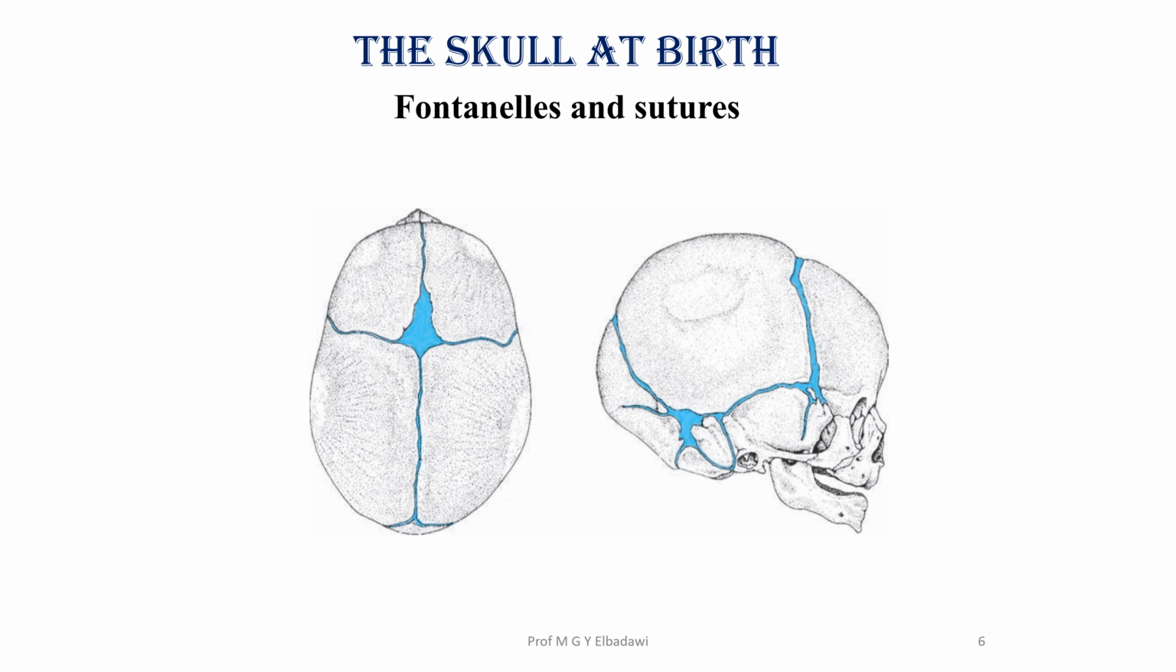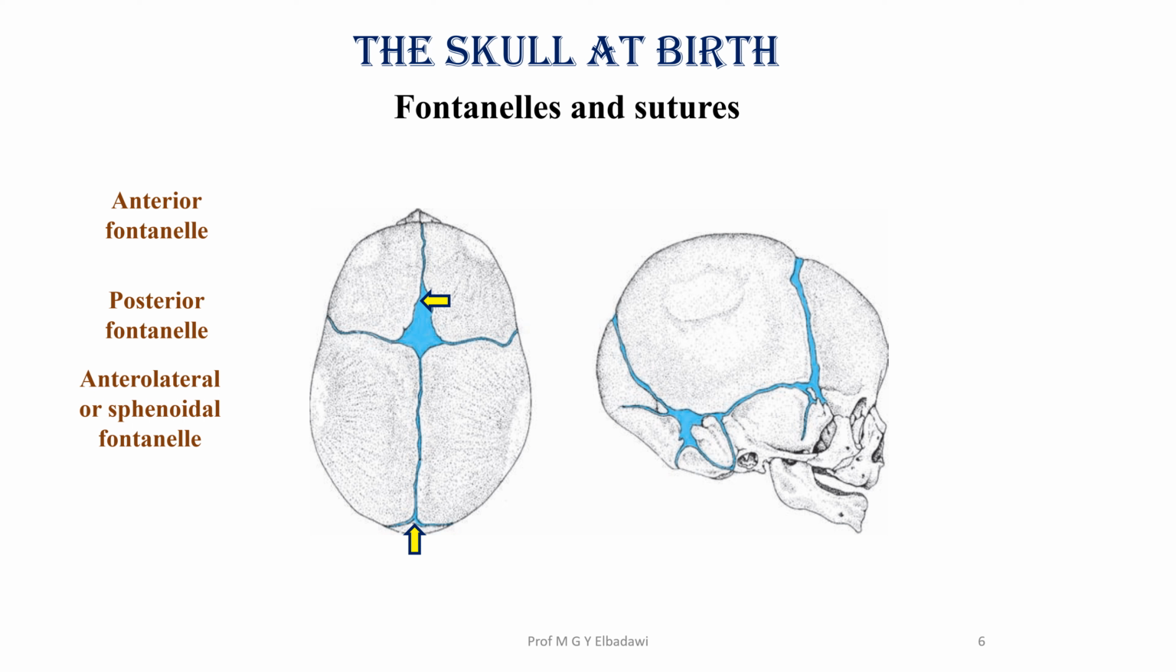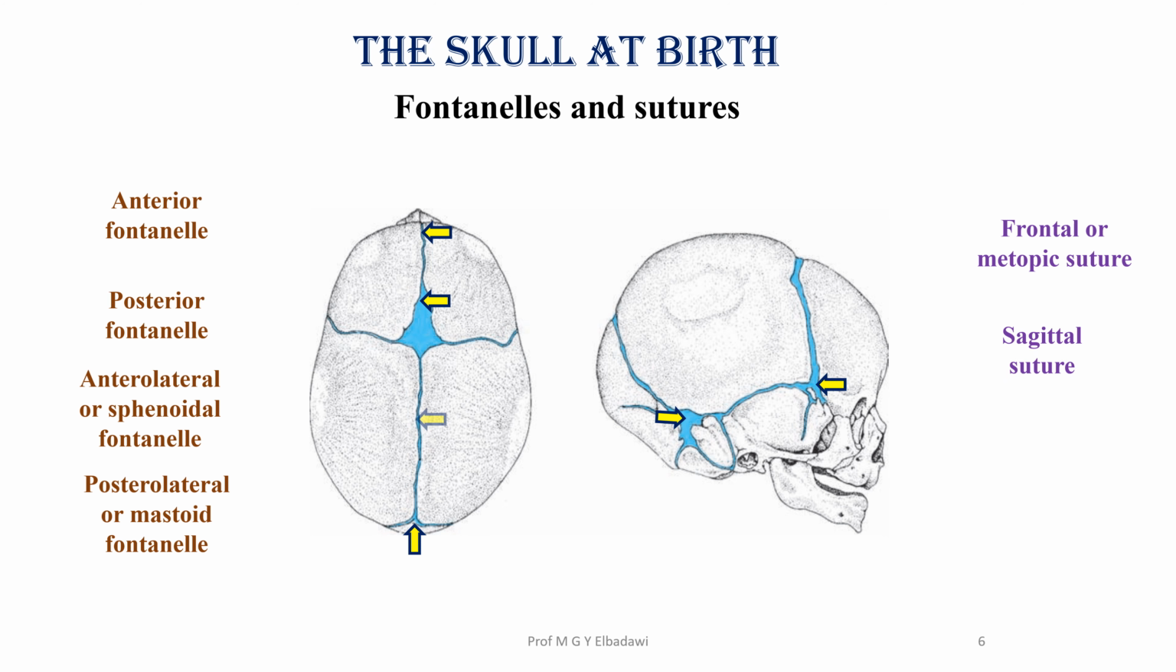The fontanelles and sutures of the skull at birth: the anterior fontanelle is here, the posterior fontanelle is here, the anterolateral or sphenoidal fontanelle, the posterolateral or mastoid fontanelle. The frontal or metopic suture is there, which usually disappears by the age of two years but may persist in special cases. The sagittal suture, that one, and this is the lambdoid suture.